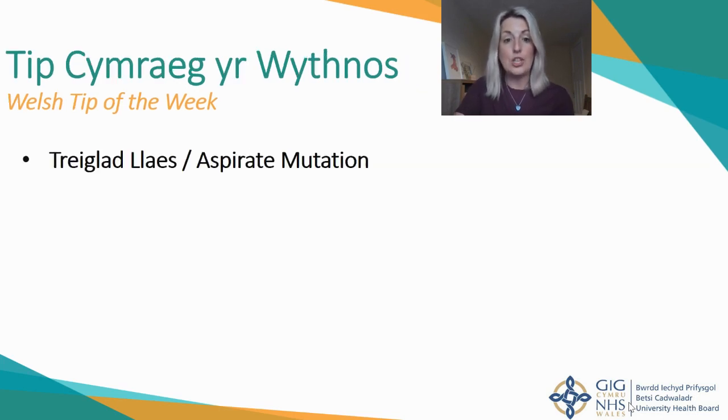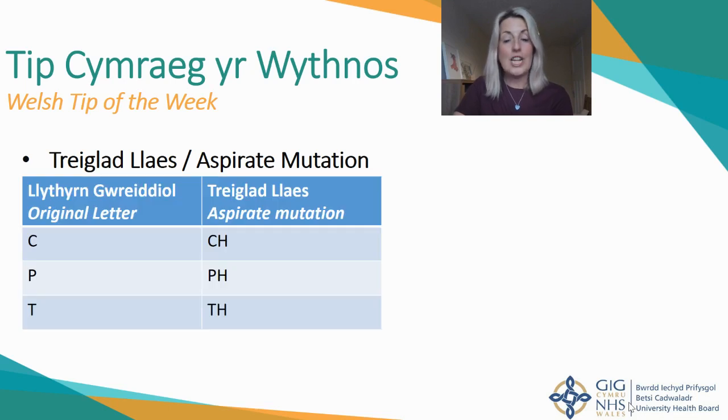Today, we'll be focusing on the aspirate mutation. The aspirate mutation only knocks on or has an effect on 3 letters in Welsh, and those are c, p, t. You may notice from the table that we add a h to each letter. So the c turns to a ch, the p to a ph, a t to th.